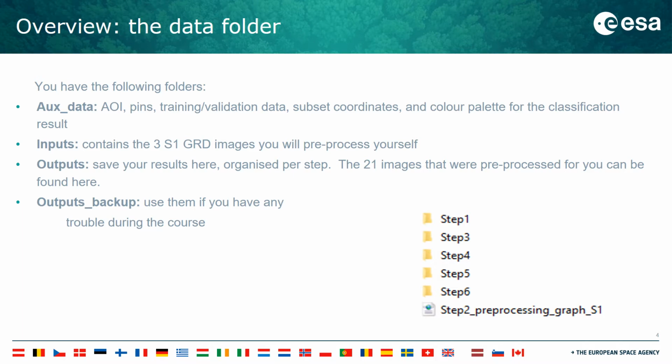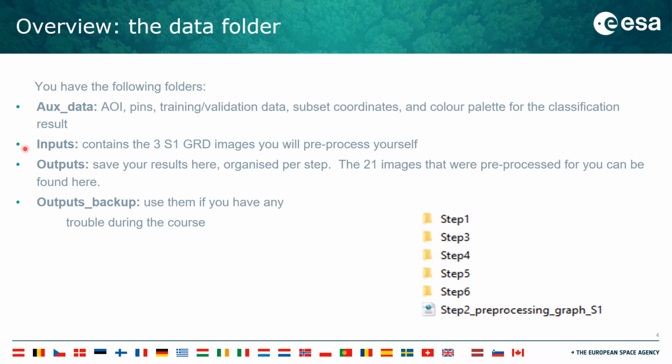Okay, and if you look at your folder, actually it's nice because I have prepared a lot of things for you. There is a folder called auxiliary data. In there you have the AOIs, the pins that we will use later to create the time series. You also have the training and validation data, the coordinates of the subset that you can use to pre-process those 3 data sets I mentioned before, and the color palette for the classification result, which, I mean, this is just if you want your result to have the same colors as mine.